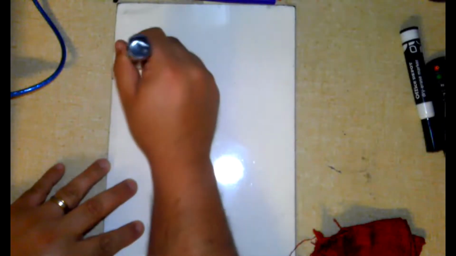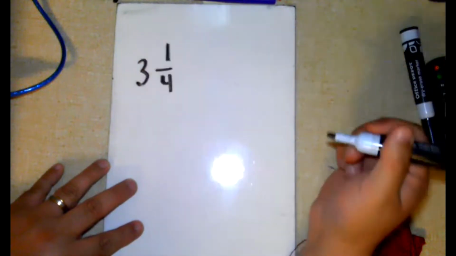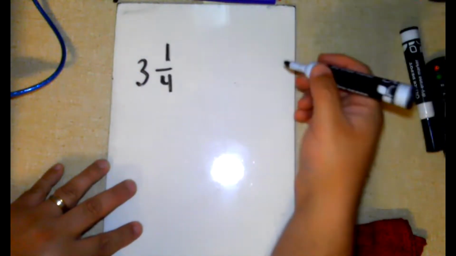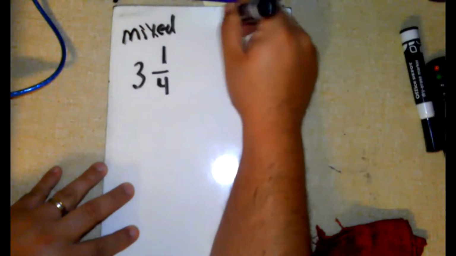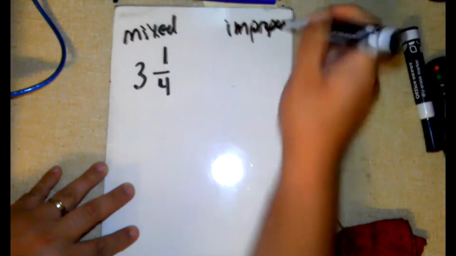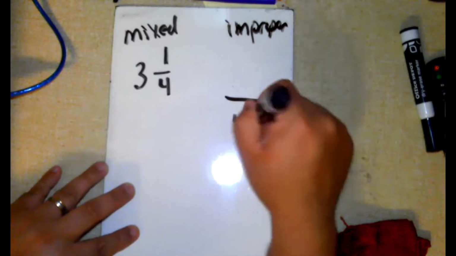So the main thing is when you have mixed numbers, you want to make them into improper fractions. So what if you have 3 and 1/4? We want to make that into an improper fraction. So this is mixed. You want improper. Improper is where the numerator is greater than the denominator. So we're going to keep our denominator as 4.